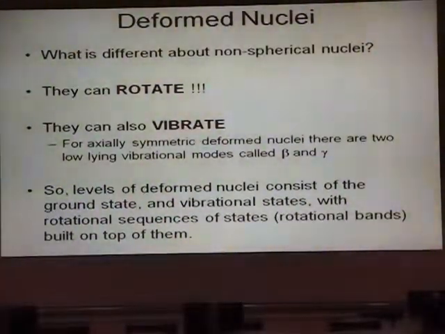Okay. Deformed nuclei. What's different about non-spherical nuclei? They can rotate. A spherical quantum mechanical object can't rotate. If it's perfectly spherical, you can't determine one orientation from another.